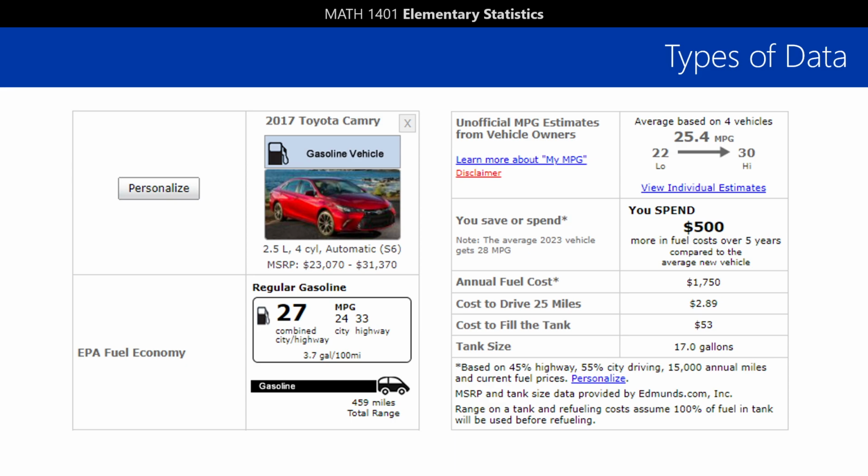In statistics, it's important to be able to tell the difference between these types of data, because each lends itself to different ways of analyzing and presenting it. Each item of data we collect is called a variable, and we usually divide these variables into two main types.